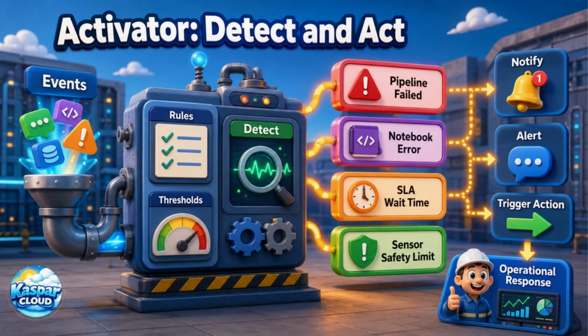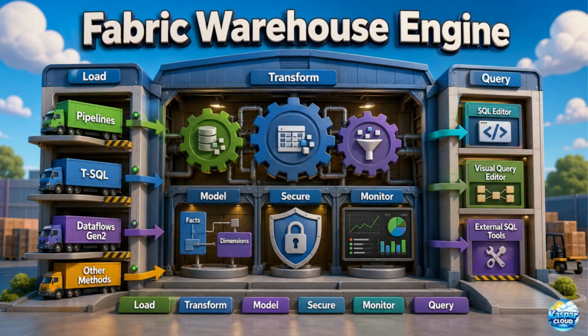Engineers should understand how Activator connects to Fabric events and real-time data, how rules are created, and how actions support operational workflows. Fabric data warehouses support SQL-based data loading, transformation, querying, modeling, monitoring, and security. Engineers can load data into a warehouse using pipelines, T-SQL, Dataflows Gen2, and other supported methods.